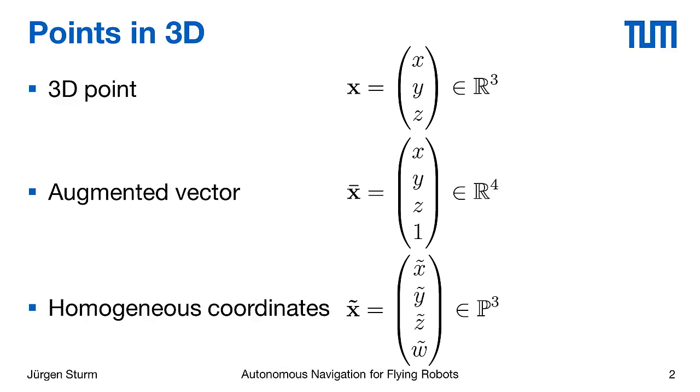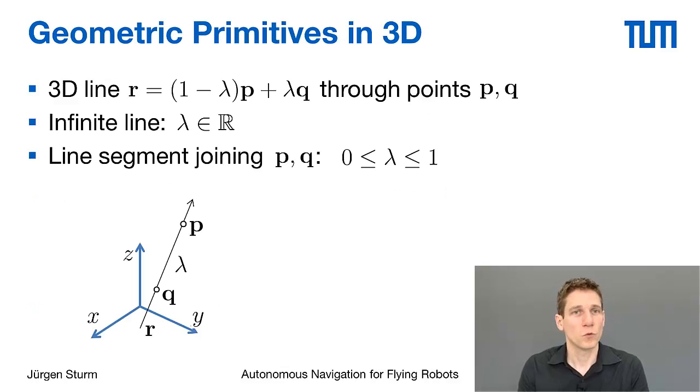Similar as before, we can now define points in 3D. And a 3D point, of course, consists of 3 dimensions for the x, y, and the z-axis. And again, we can augment such a vector by a 1, an additional row at the end, which is then called an augmented vector again. And we can define homogeneous coordinates or a homogeneous vector that has 4 elements. And remember, 2 homogeneous vectors are representing the same point in 3D if and only if they only differ by scale.